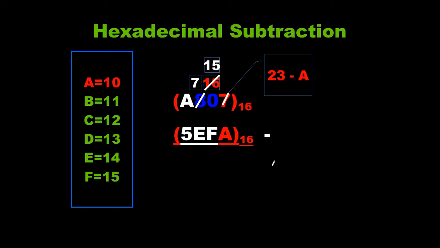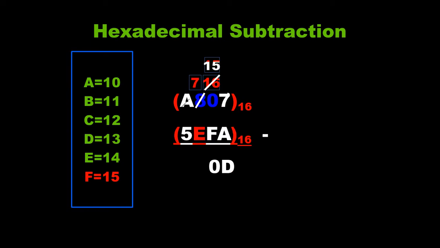Now 7 minus E. Can I do that? No. E is 14. So I borrow from A, which is 10. So now I have 9 left. And I borrowed 16. So I have 23. 23 minus E, which is 14, 23 minus 14 is 9. And then I have 9 minus 5. 7 plus 16 is 23. 23 minus 14, which is this E, is 9. 9 minus 5 is 4. This is the answer.